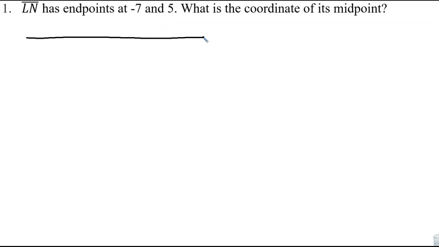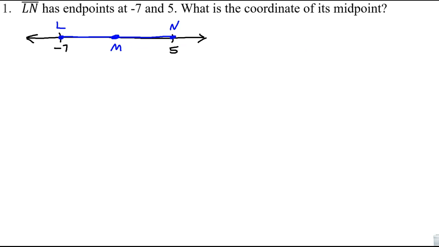So if I had a line, we'll just make a rough sketch. I don't need the picture, but we'll draw one anyways. And there's points at -7 and 5. Okay, that is what our segment LN runs between. We want to figure out where its midpoint M is at.